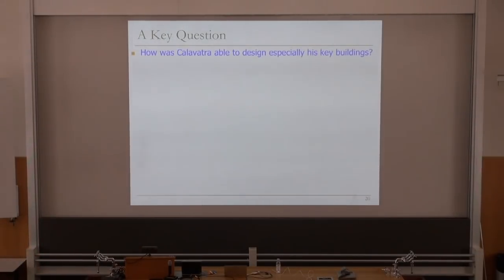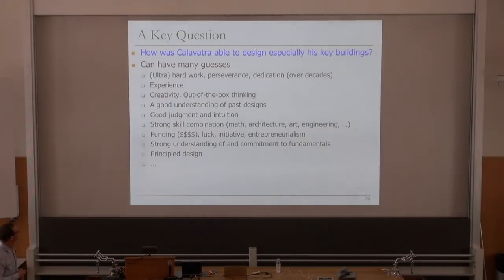Okay, so a key question that I have, now that we've covered the metrics a little bit: how was Calatrava able to design especially his key buildings? I think all of them are key actually, but Oculus is probably one of the more key ones. You can have many guesses over here. Anybody has a guess? What's the biggest ingredient that enabled him to design this? Of course, I don't expect you to go into the head of Calatrava right now and figure it out. Even he may not know it. Or even that machine that is in his head may not be observable enough for us to figure out how he did it. I don't think it's very observable. Observability in existing machines is hard, but observability in something like this is, I don't know. But we should probably work on it.